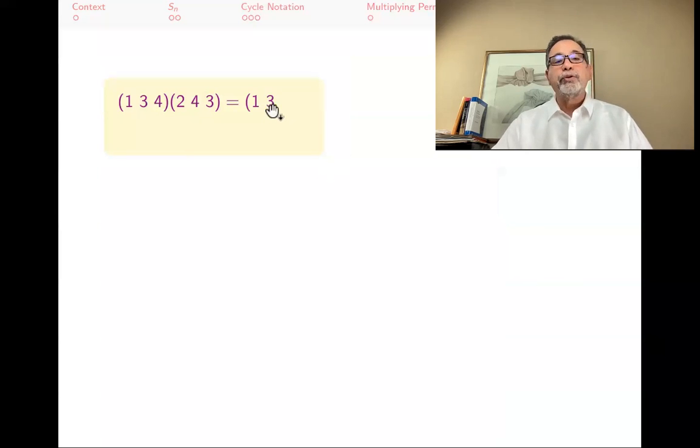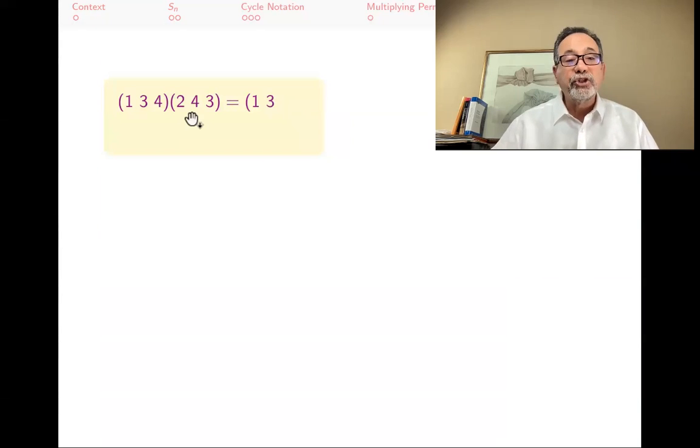Now we worry about 3. We don't worry about 2 yet. We worry about 3. We start here. Where does 3 go? 3 goes to 2. Where does 2 go? 2 is fixed. So 2 goes to 2. So the resulting thing is 3 goes to 2.